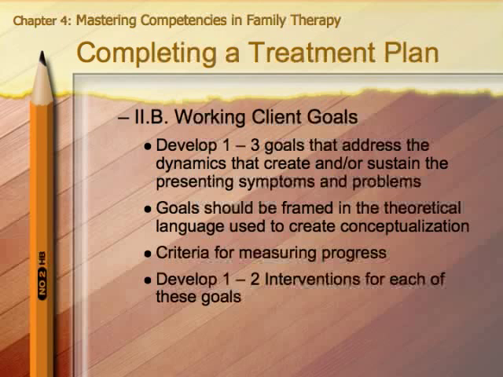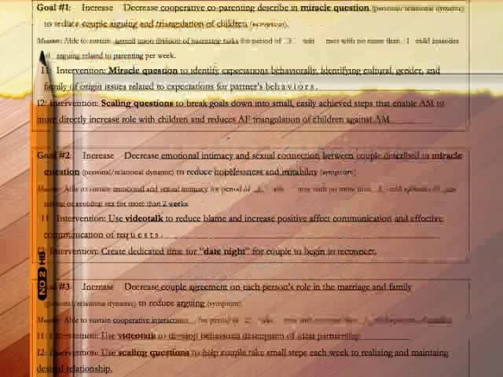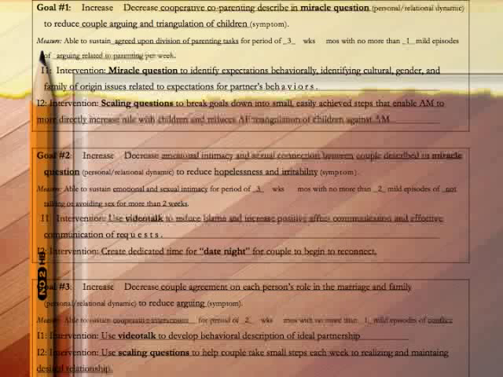This is the tough part, and your goal here is to develop 1 to 3 goals that will address the dynamics that create and or sustain the presenting problem. So there needs to be a change, an increase or decrease in some kind of dynamic. You want to use your theoretical language, especially for the first half of the goal, and then define the criteria for measuring progress. When you look at the example here, you're going to see that the goals, in solution-focused language, true to form, are always in the positive. So you're always increasing something in solution-focused therapy.